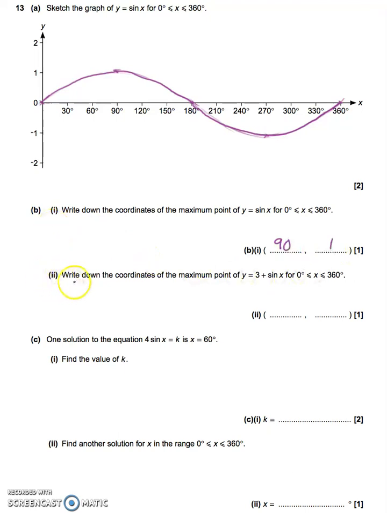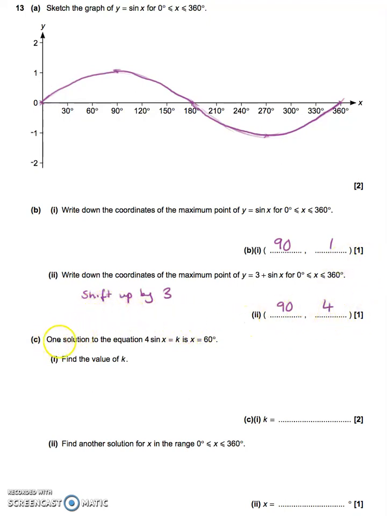Part 2 to B, it asks us to write down the coordinates of the maximum point of y equals 3 plus sine x. So this sine x graph is shifted up by 3 units, because of this 3 plus, or sine x plus 3, it doesn't matter which way around it's written. We're going to be still at 90 on the x-axis, but 4 on the y-axis, so (90, 4) would be the coordinate there. That's why there's only one mark on these questions.